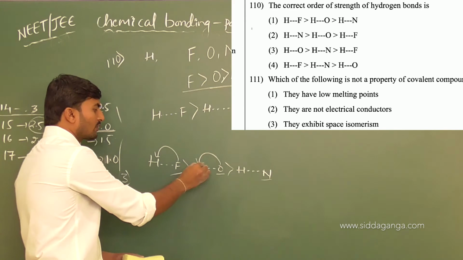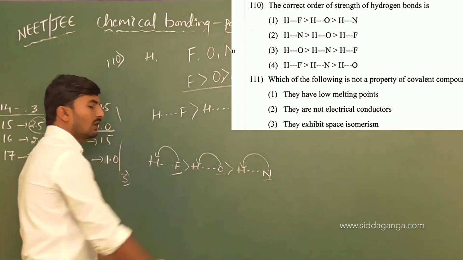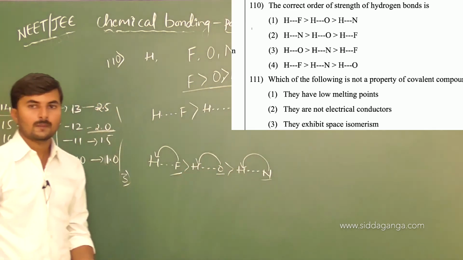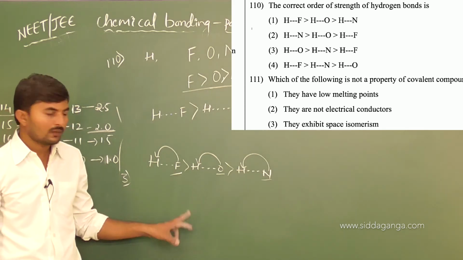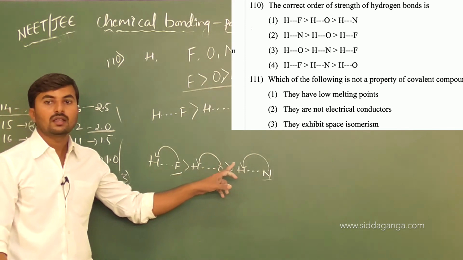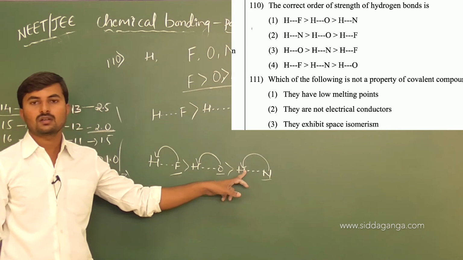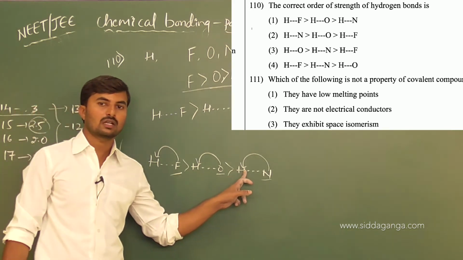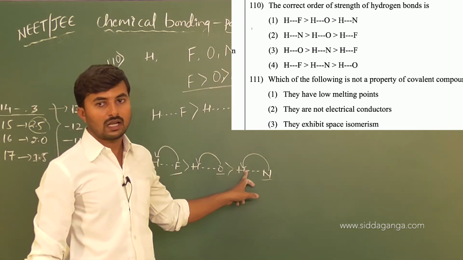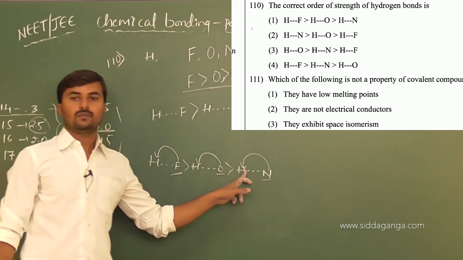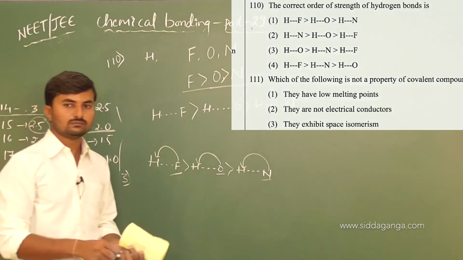than oxygen with hydrogen, then nitrogen with hydrogen. So which is the correct option here? The HF bond is stronger than the HO bond, stronger than the HN bond. So which is the right option here? Option 1 will be the correct option, that is HF greater than HO greater than HN. Okay, next.